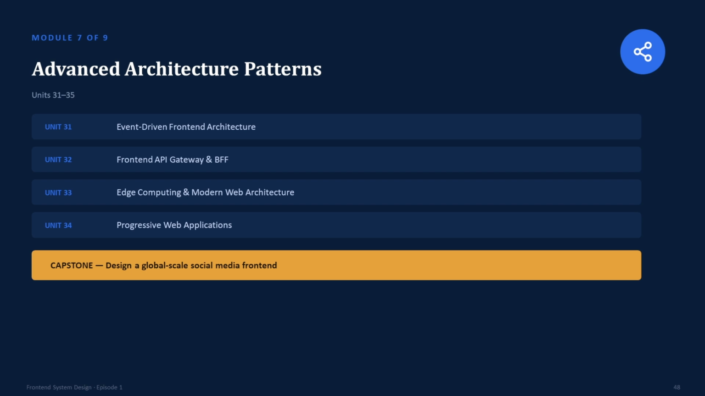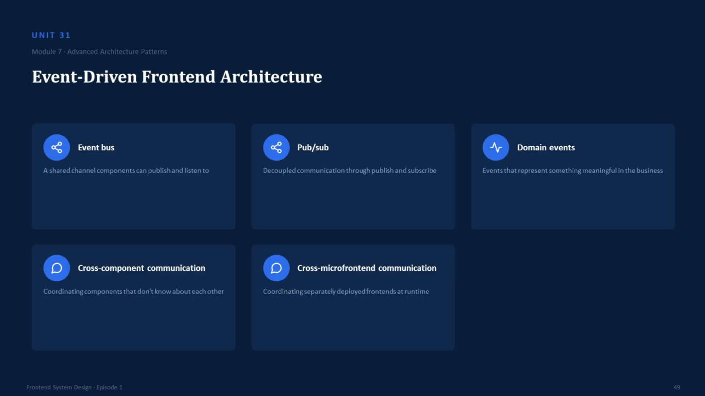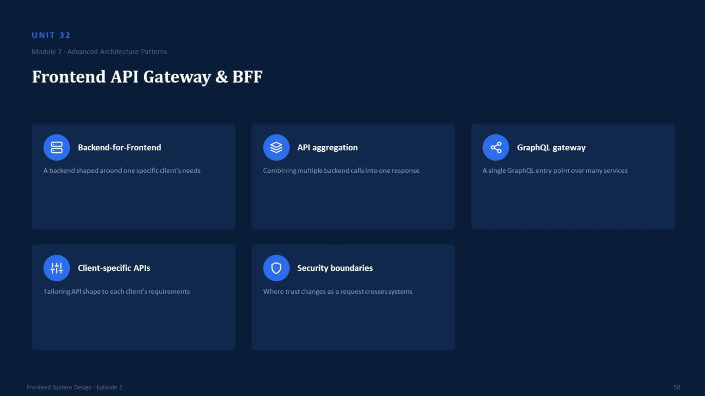Then coming to the advanced section, in module 7 we are going to see the advanced architecture patterns. The first one is the event driven frontend architecture. Okay, so how you can communicate between two micro frontends, what is the pub sub mechanism, what is an event bus, that we are going to see here. Then we are going to see the frontend API gateway. Okay, so basically here we'll see the Nginx concept, GraphQL gateway, Nginx gateway, these types of concepts.